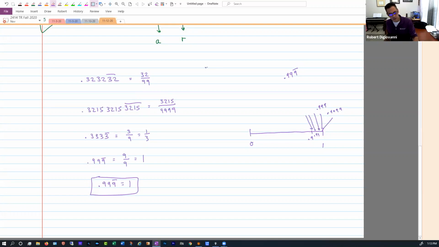So if you think that 0.999 forever is not equal to 1, then you have to be able to find me a number in between these. And you will never find it, okay? There's no number that exists between these two, which means they're the same number.